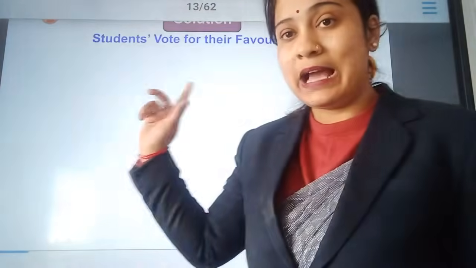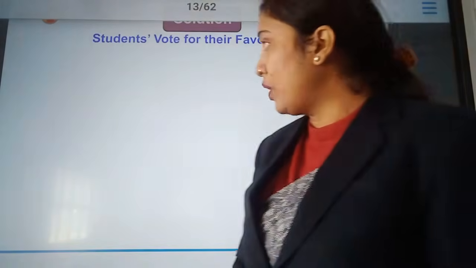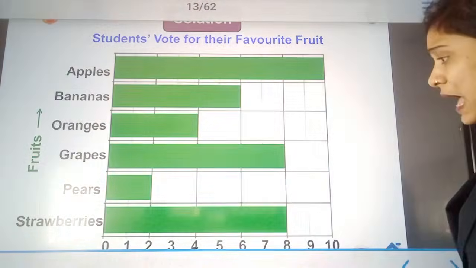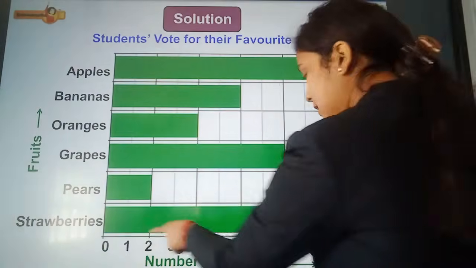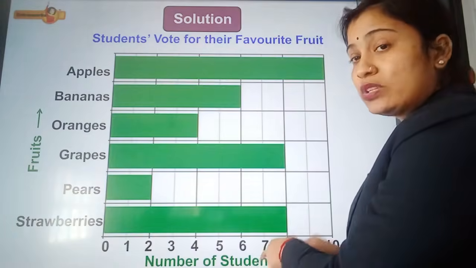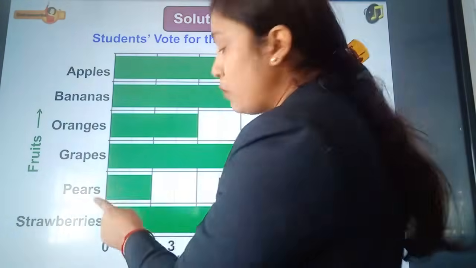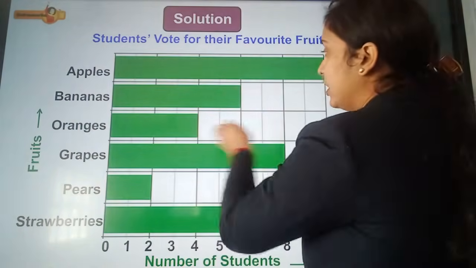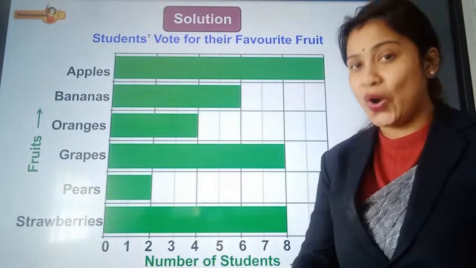So here, again first of all the title: students vote for their favorite fruit. Then two axes will be drawn. Now see, in this case along the x-axis we have taken the number of students. The frequency is taken along the x-axis, and the fruits are plotted along the y-axis. Now corresponding to each fruit and with respect to the frequency we have drawn the graph, and in this case we see that the bars are horizontal.